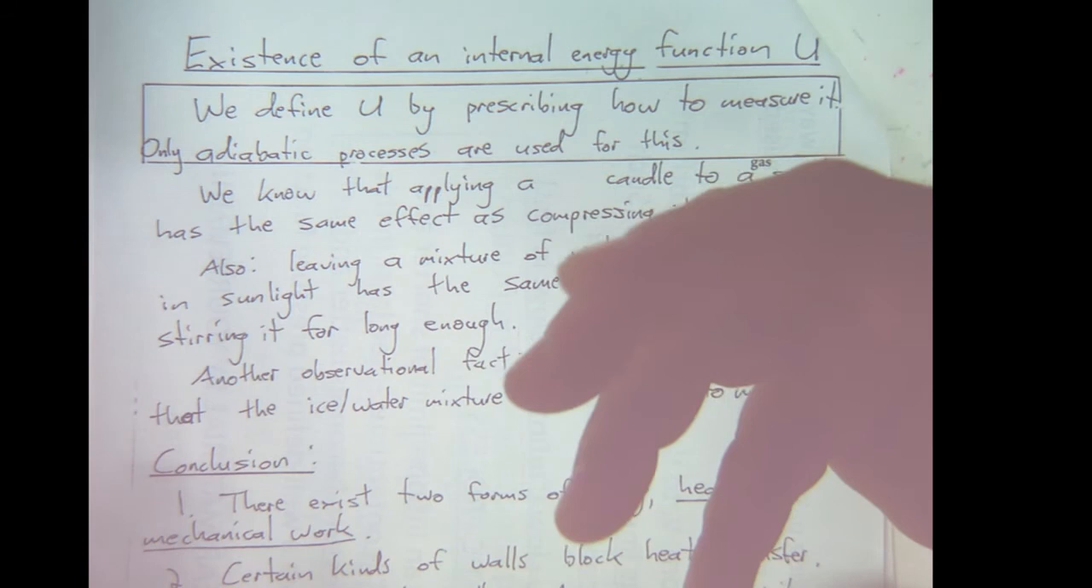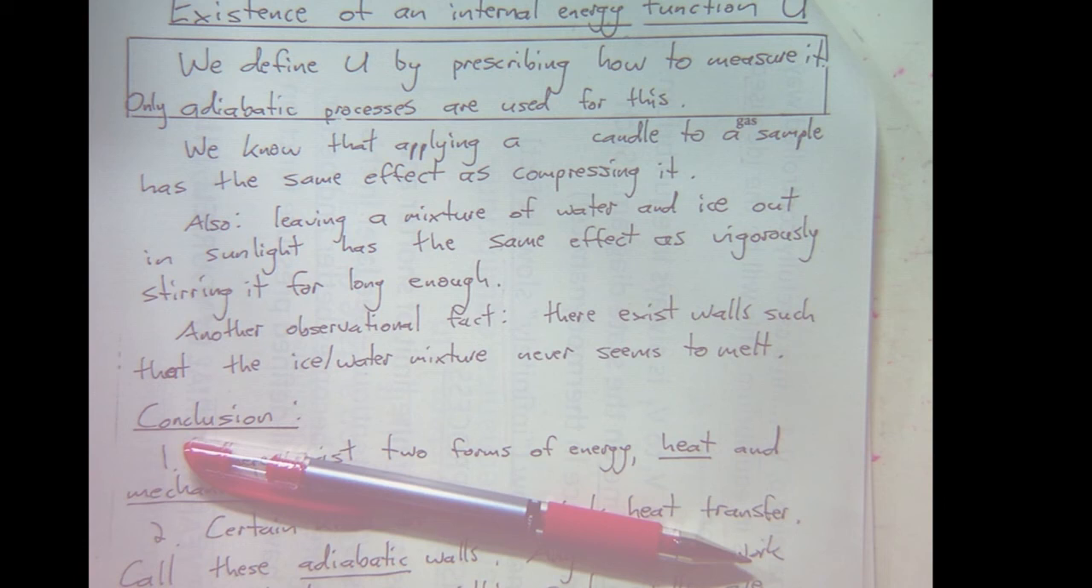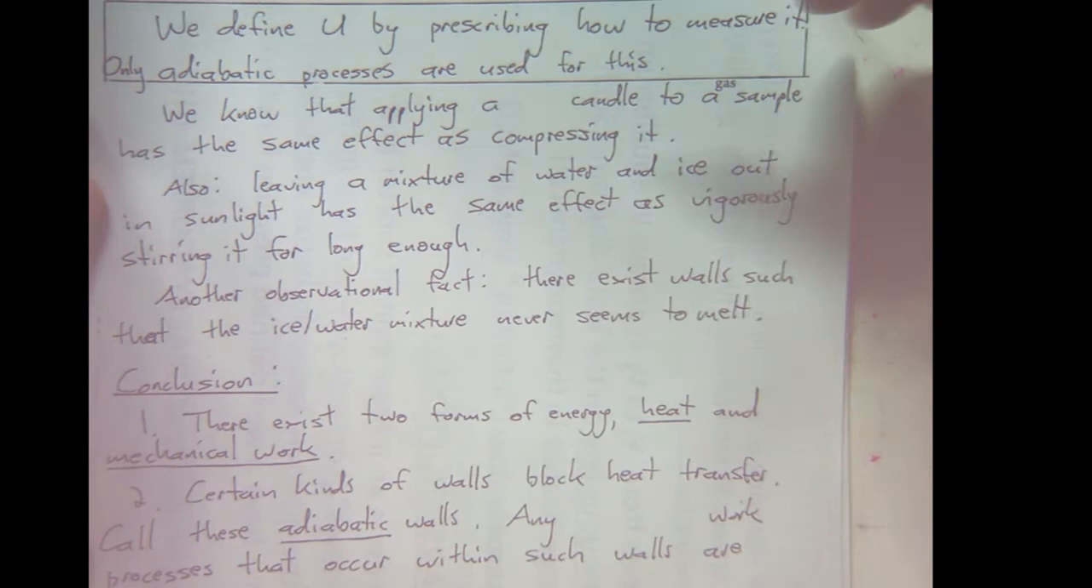Alright, so we know that applying a candle to a gas sample has the same effect as compressing it. If you compress a bike pump really quickly, there can be friction of the pump end with the wall. But suppose it's really well oiled. Even then, you would actually heat up the air inside. So compressing would heat up the air, but you can also heat up the air by putting a candle under it. So two different forms of energy have the same effect.